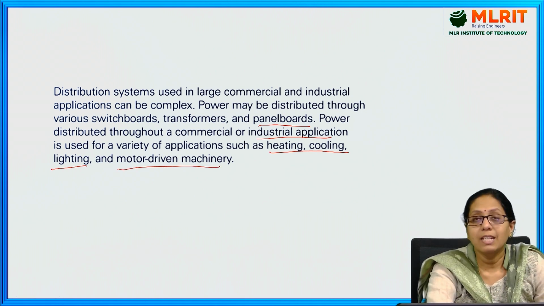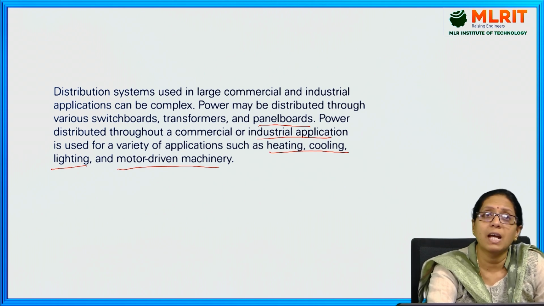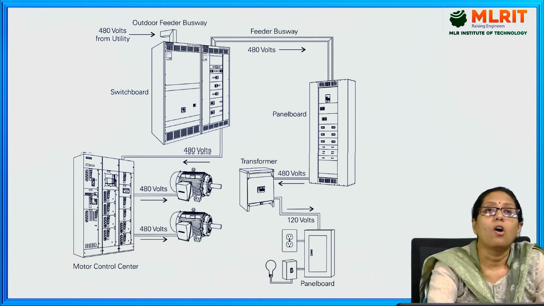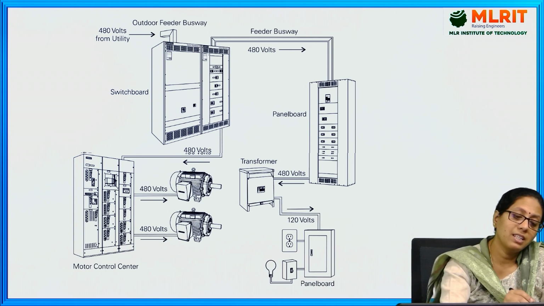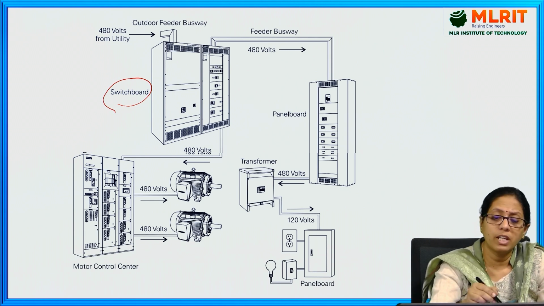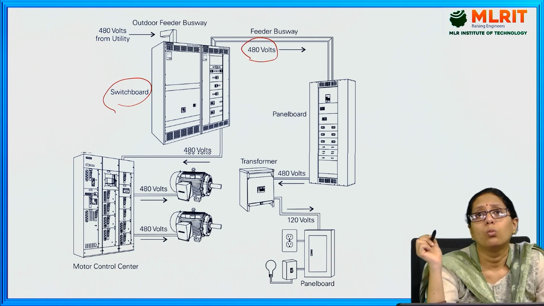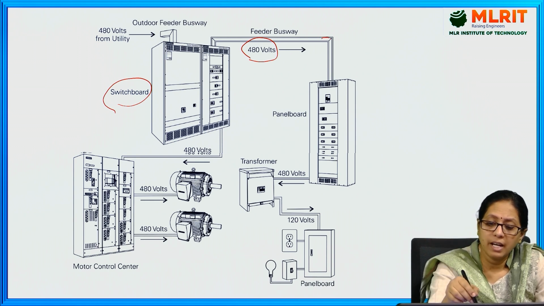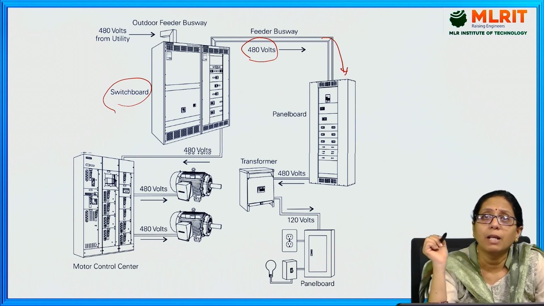That means in these industries as well as in commercial buildings, they will be using the power supply for heating purpose, cooling purpose, lighting purpose or for running different types of motors. Here you can see the simple diagram of a panel. Here you can see the switchboard which is connected to a voltage of 480 volts. By using a feeder bus bar, we are connecting this to the panel board.